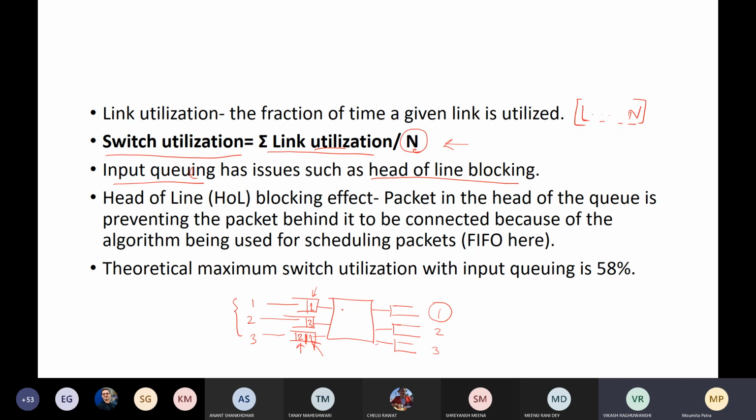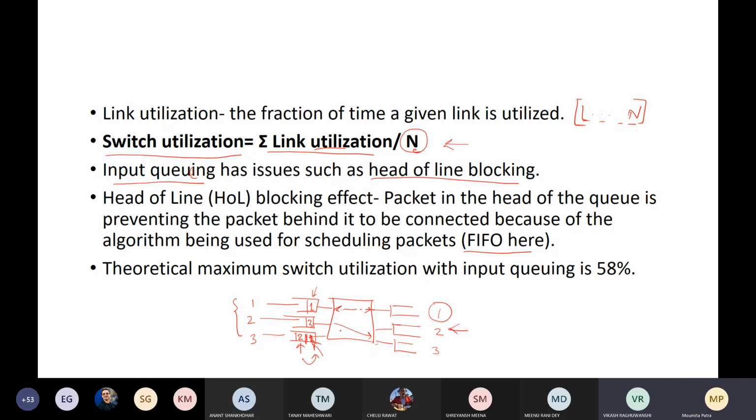So suppose this one got the chance to transmit its data to output port 1. Then this one will wait, assuming that you have FIFO scheduling. That means one after the other, FCFS, as per their arrivals. This one will wait until this contention goes off. But at this time instance, this output port is basically idle. It is not doing anything. If this one could have been given the first chance, then the switch utilization would have been maximum.